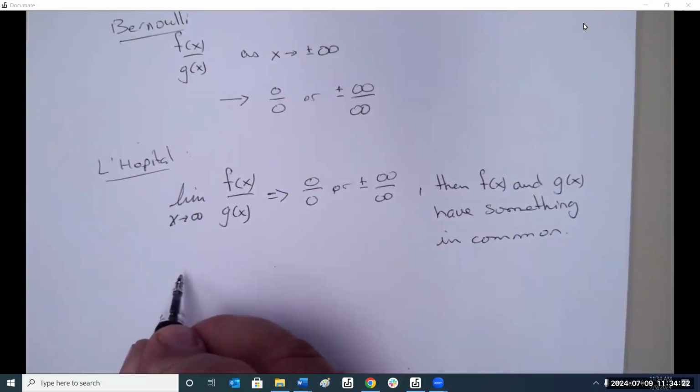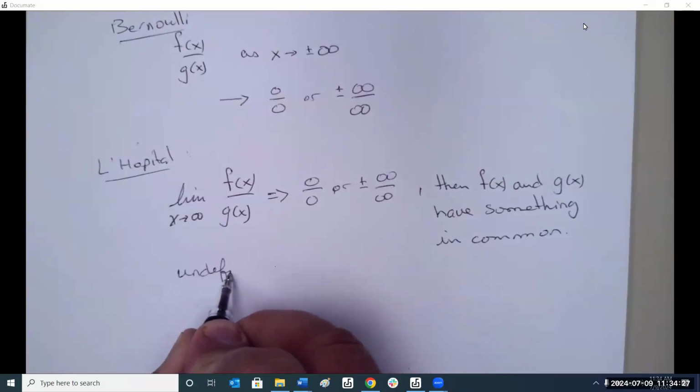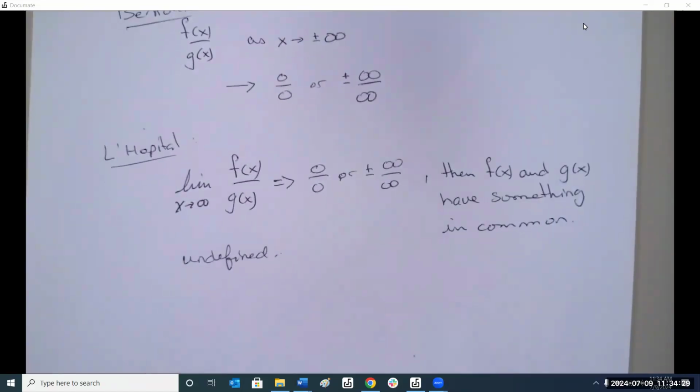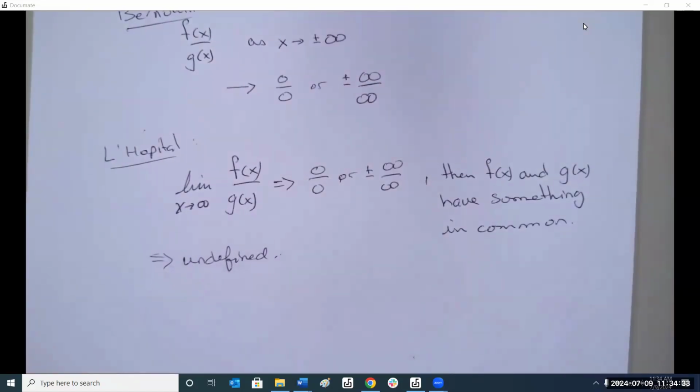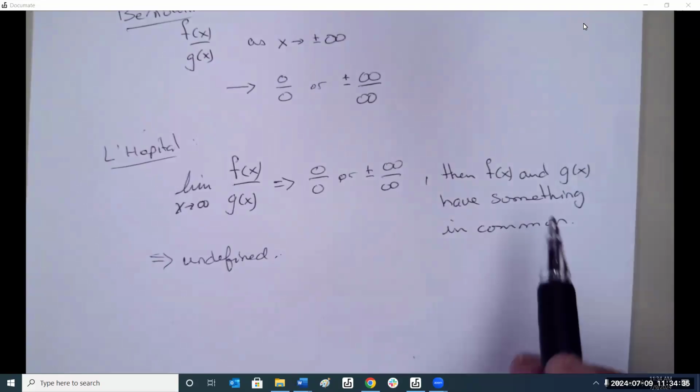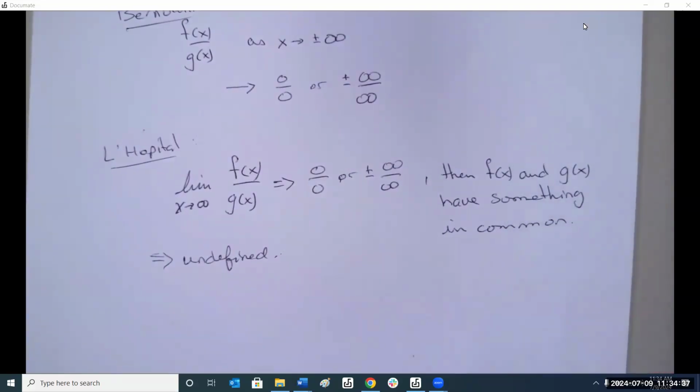At first, I thought they'll just claim them as being undefined. But because they had something in common, we can find what they have in common together.